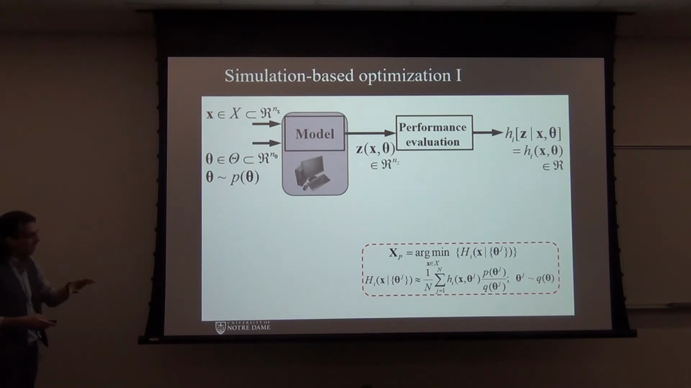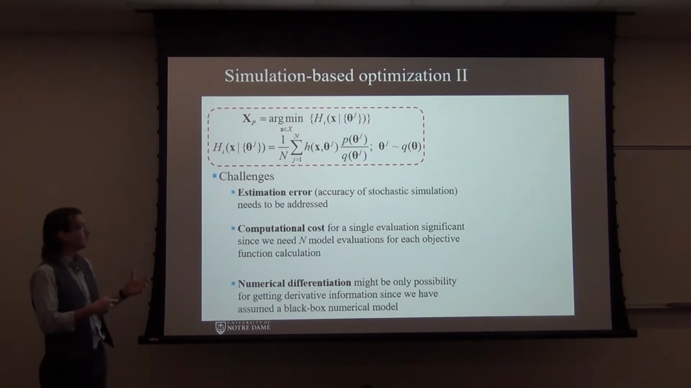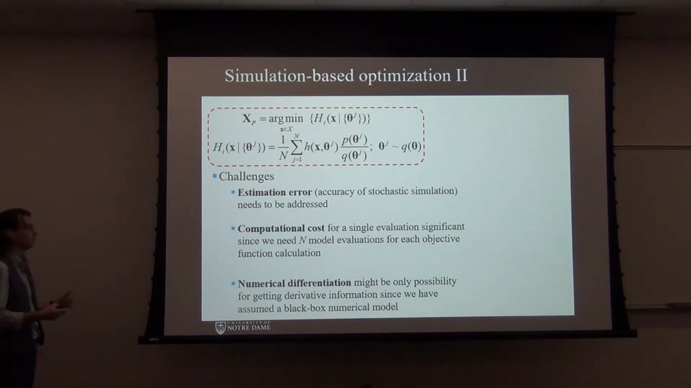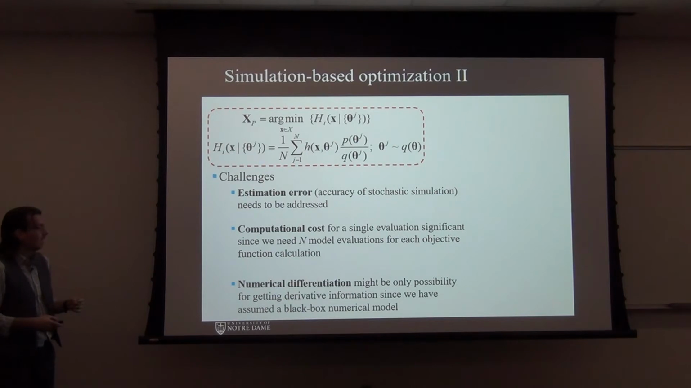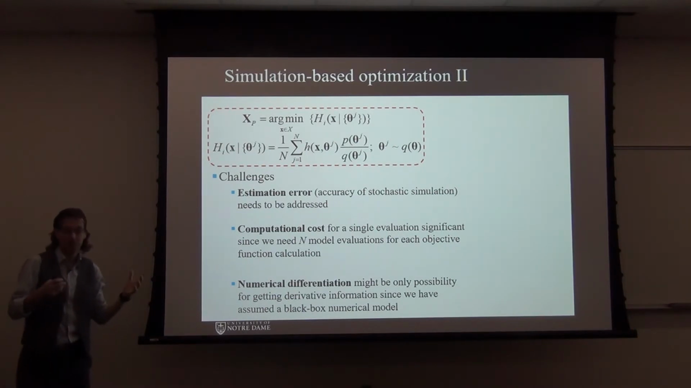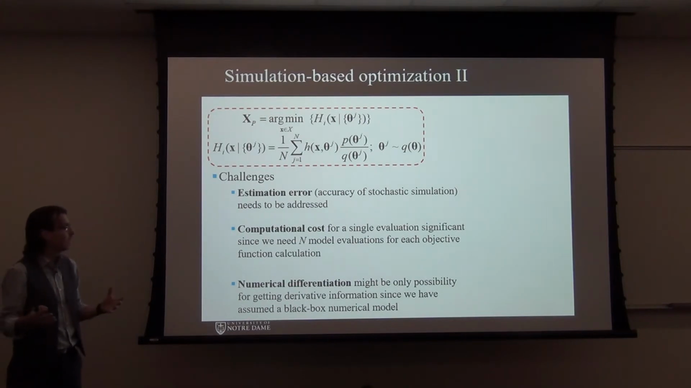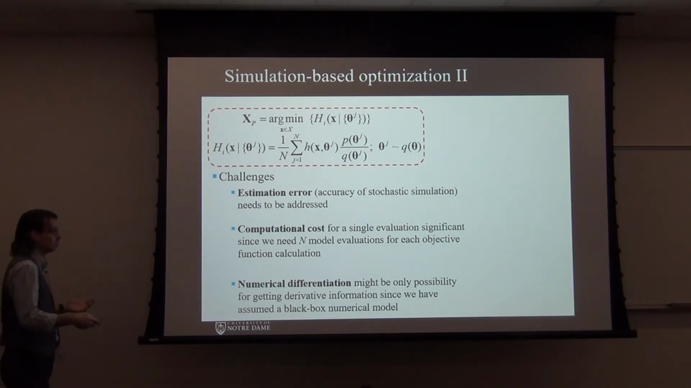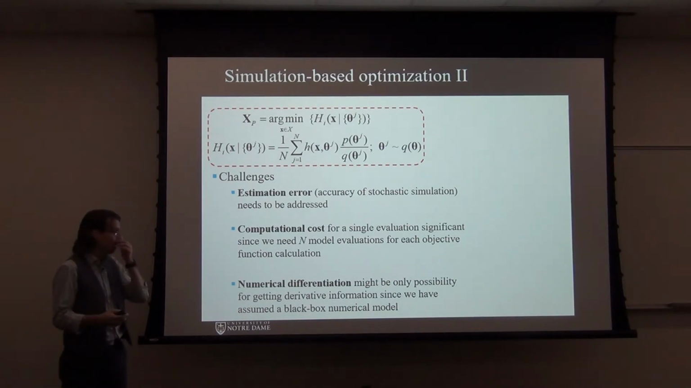But the challenge is in the computational efficiency when you try to solve this optimization problem. You have an unavoidable estimation error coming from the stochastic simulation, and also a significant computational cost, because a single evaluation of the objective function requires n evaluations of your complex numerical model. Also, since we said that we can accommodate black box numerical simulators, to get gradient information, numerical differentiation might be the only possibility.